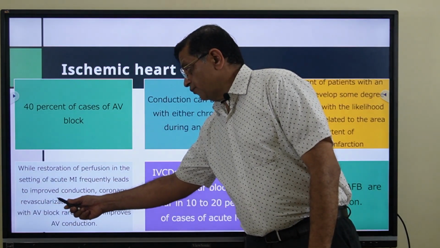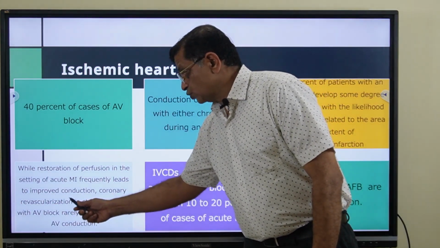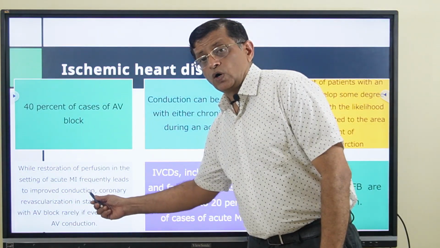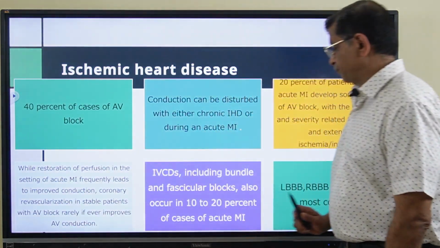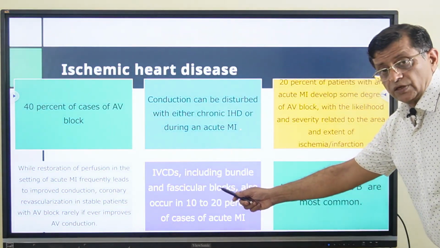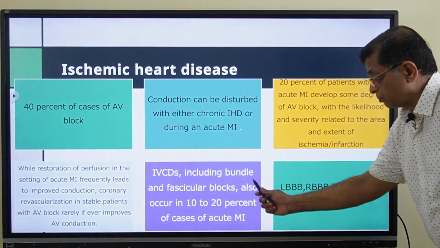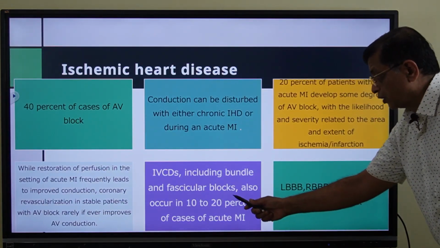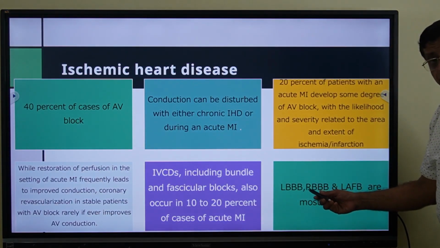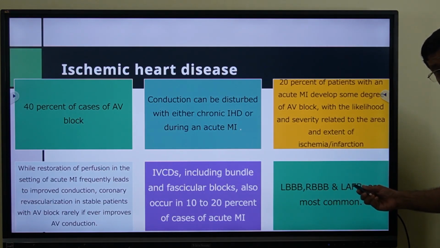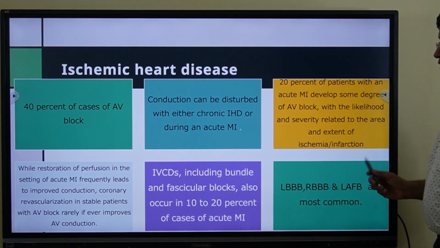But if it is chronic or the damage is already done to the fascicle or the AV node, then the AV block will remain. IVCDs, intraventricular conduction delay, including the bundle or fascicular blocks, occur in 10 to 20% of patients with MI. And you could see left bundle branch block, right bundle branch block, or left anterior fascicular blocks. These are the three most common patterns.